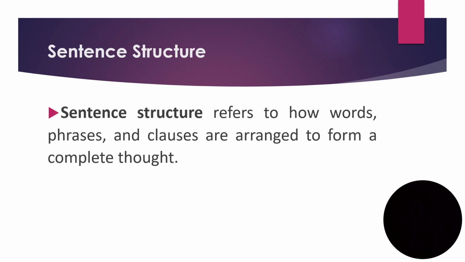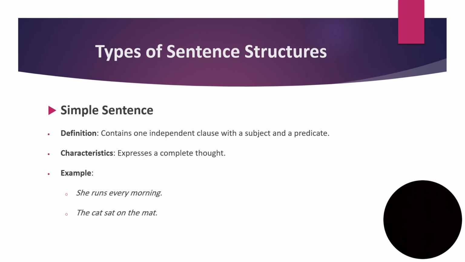Now, we'll be moving to sentence structure. What do we mean by sentence structure? Sentence structure refers to how words, phrases, and clauses are arranged to form a complete thought. The structure determines how effectively a sentence conveys its meaning. Now, basic types of structures. There are four primary types of sentence structures based on the number and type of clauses they contain.